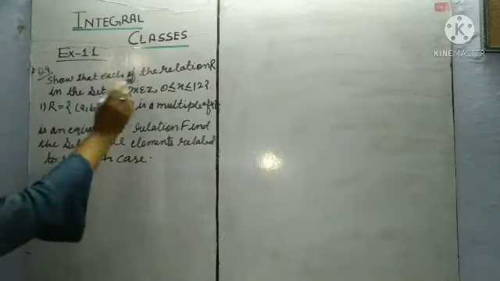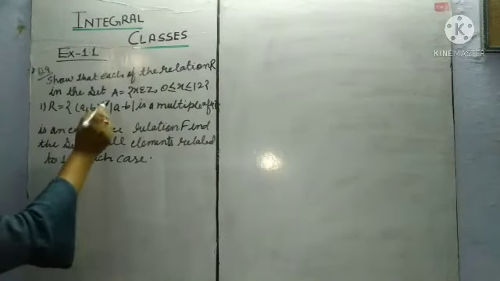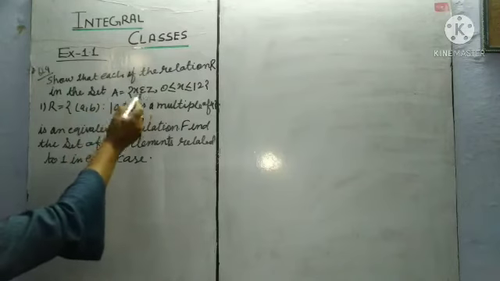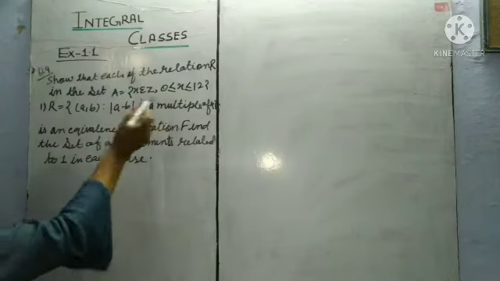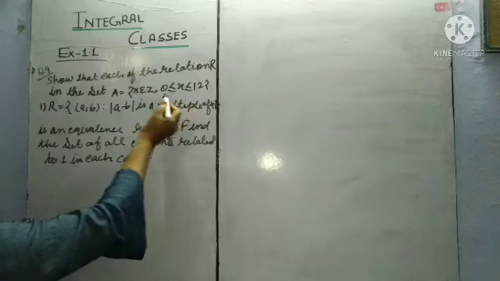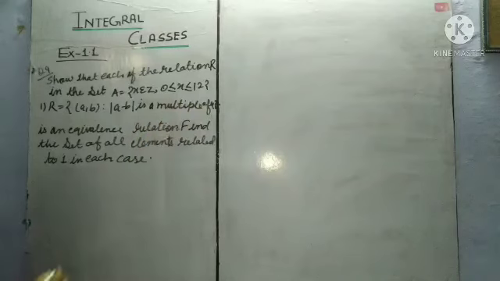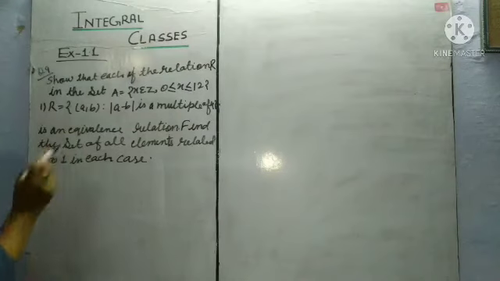Next question, question number 9. Show that each of the relations R in the set A = {x belongs to Z : 0 ≤ x ≤ 12}, where Z is the integers and x lies between 0 and 12. We have two parts given here. First we will solve the first part.